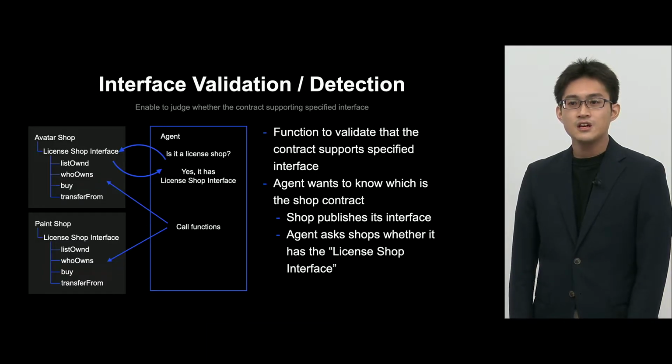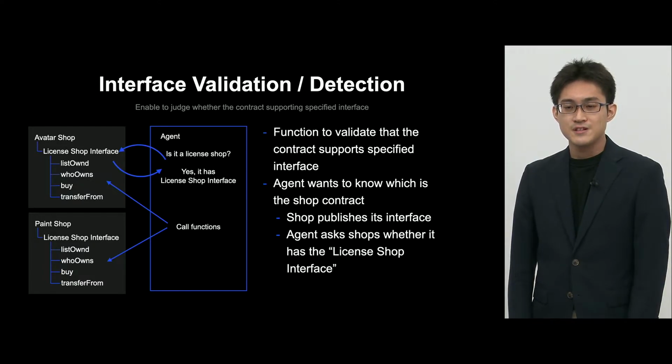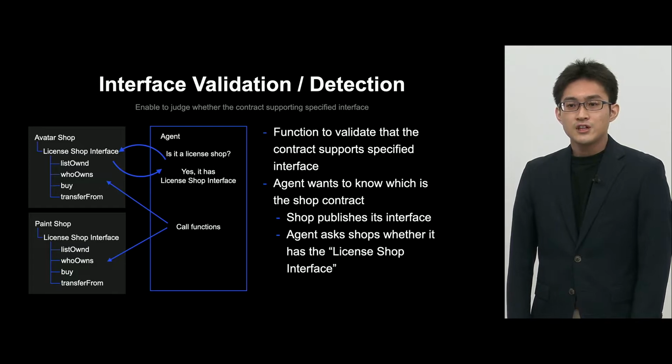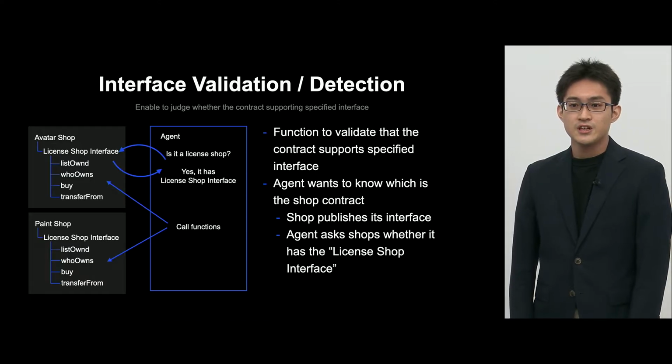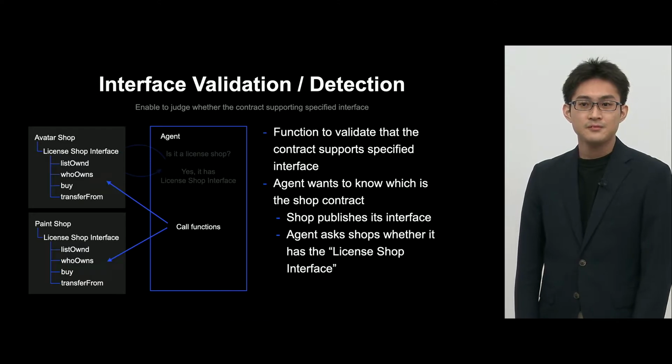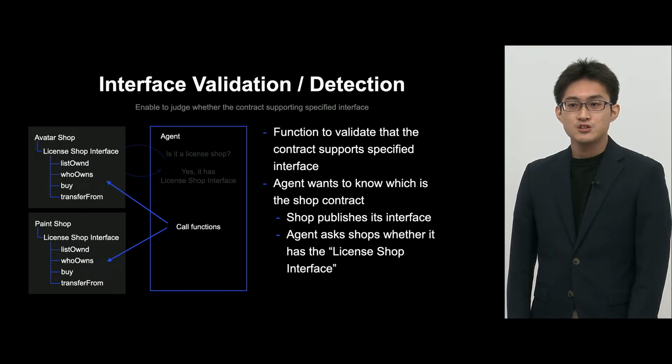So next, I'd like to talk about interface validation and detection. So here, which interface is held by the contract is made public. And also there is a function to check that from outside. Let's think about agent and license shop. On the chain, when the new license shop is established, the agent wants to work with this new license shop. And in the actual chain, many NFT contracts are deployed. So if we can create such contract, it would be convenient.